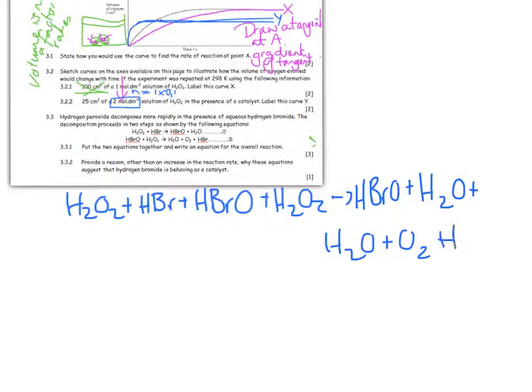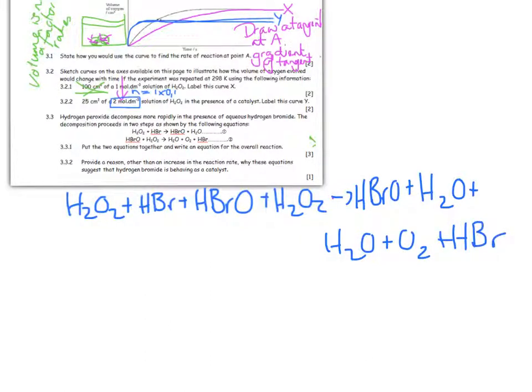The question says put the 2 equations together and write an equation for the overall reaction. So everything on the left: H2O2 plus HBr plus HBrO plus H2O2. So I've taken everything from the left-hand side of the arrows. Then I have taken everything from the right-hand side of the arrows: HBrO plus H2O plus H2O plus O2 plus HBr.